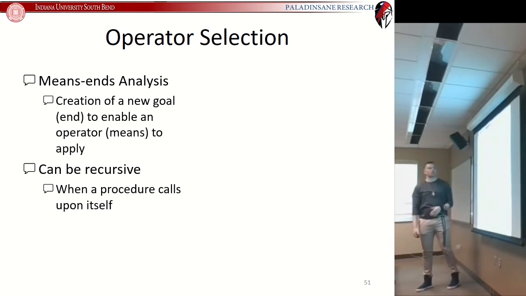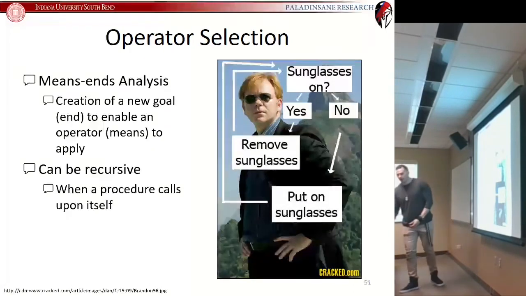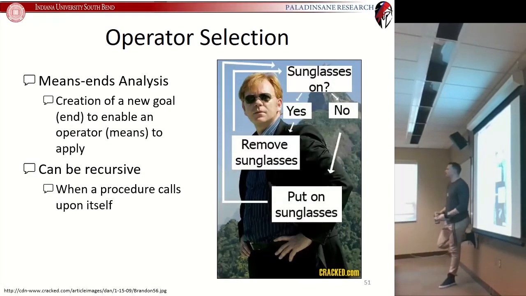So one example of recursion, if you are fans of CSI Miami, you know David Caruso's acting strategy, where you either put your glasses on or put your glasses off, depending upon whether your glasses are on or whether they're off. This is a recursive strategy where you literally call upon the same move, depending upon the state, but it's the same loop every single time.